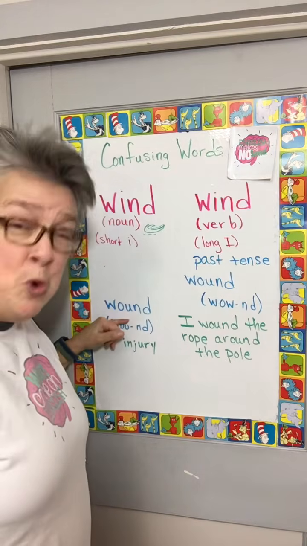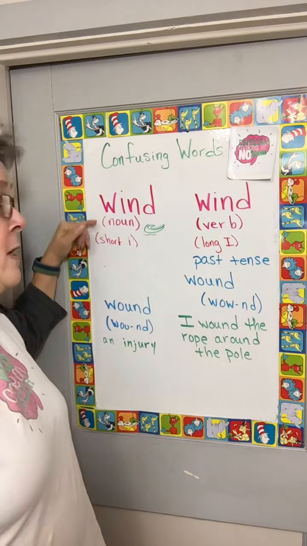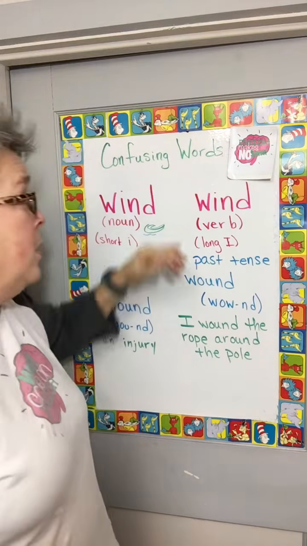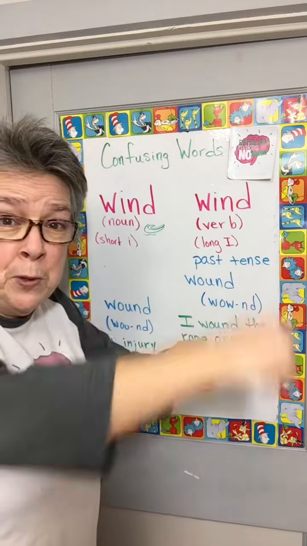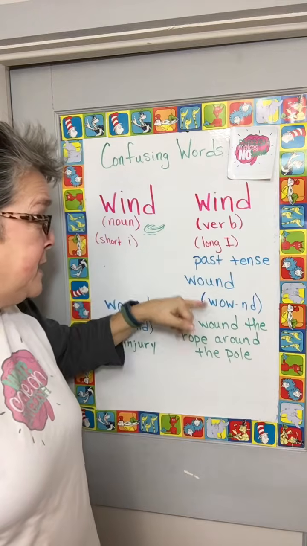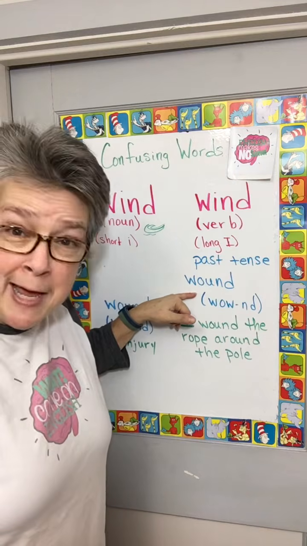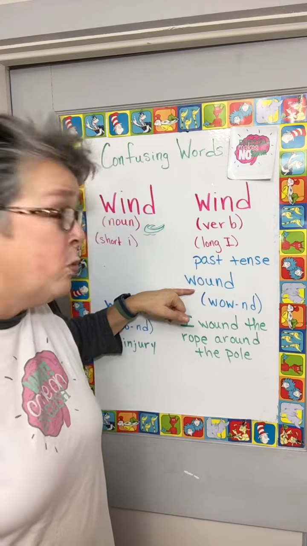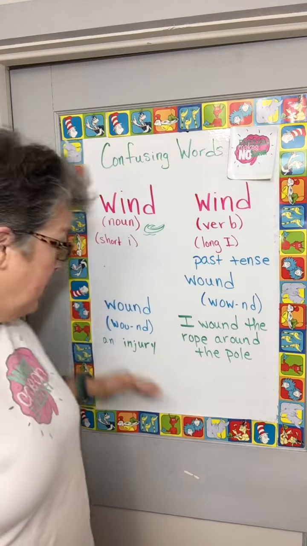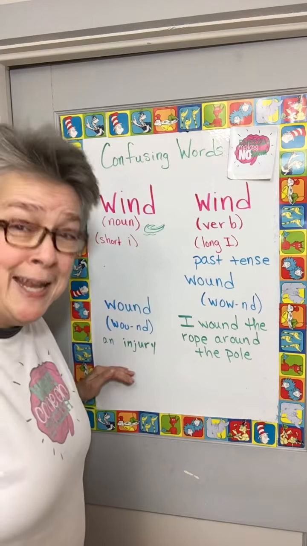What? No, wound. Let's review. Wind is a noun. Wind is a verb. Past tense of wind is wound. Got it. But if you have this word wound as a noun, then you pronounce it wound, an injury.